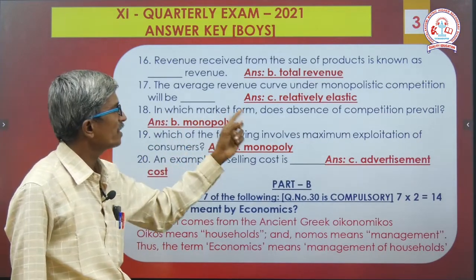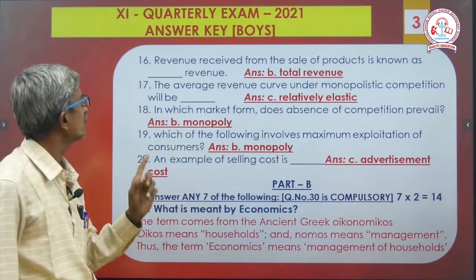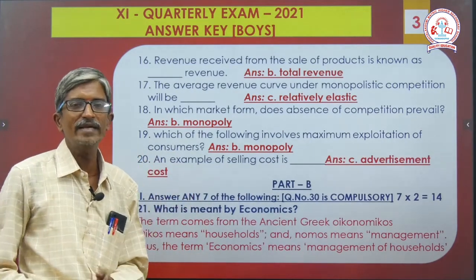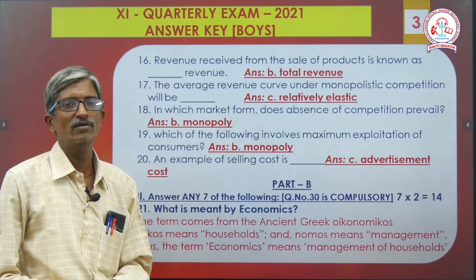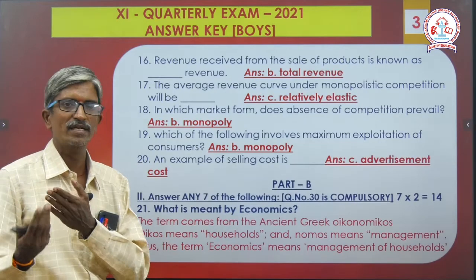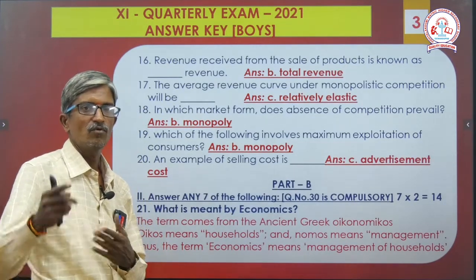The average revenue curve under monopoly. Monopoly by stick means single competition will be relatively elastic. We know relatively inelastic, relatively elastic. It is greater than 1. Relatively elastic. Move பண்ணி போயிட்டே இருக்கும்.